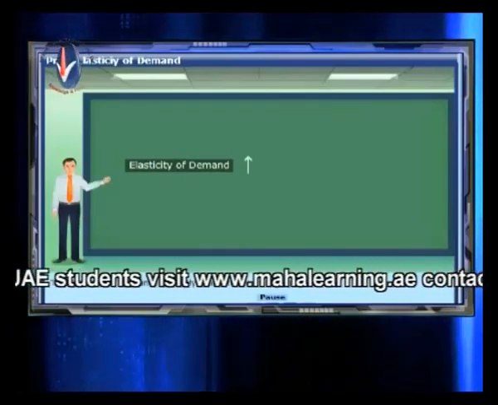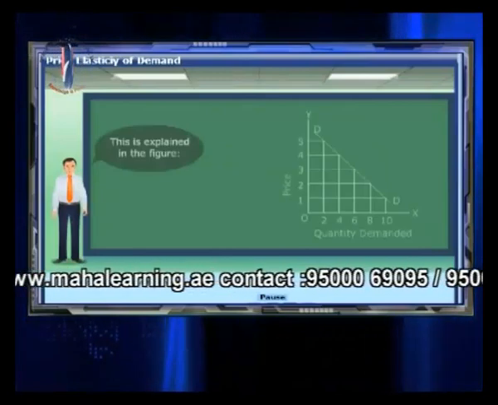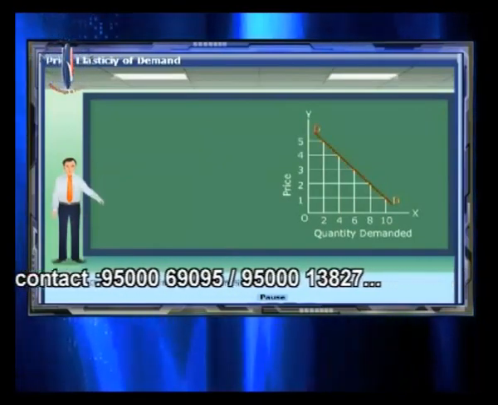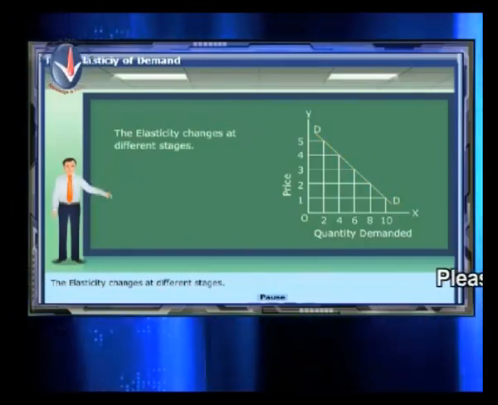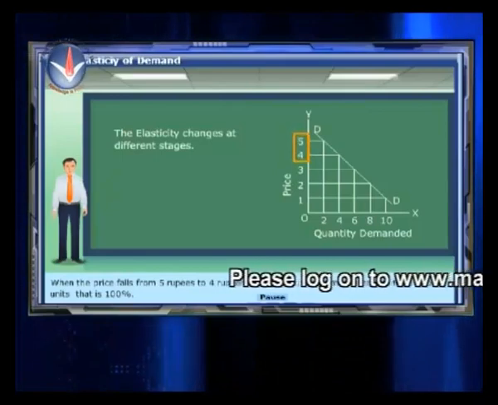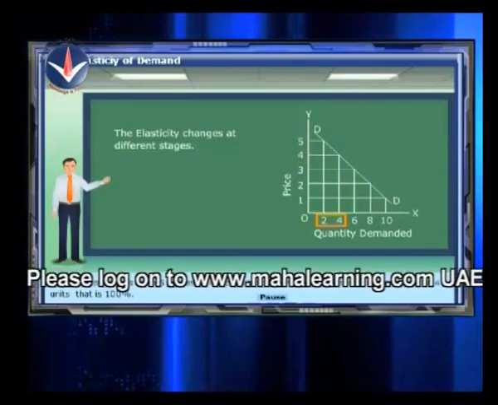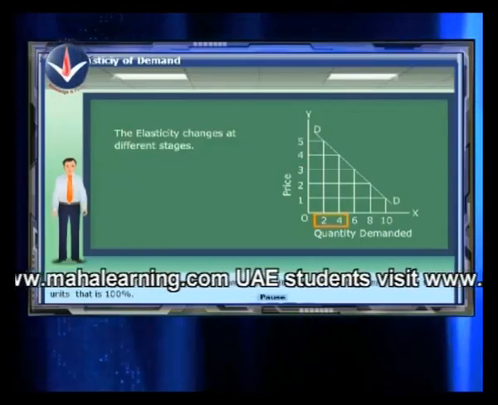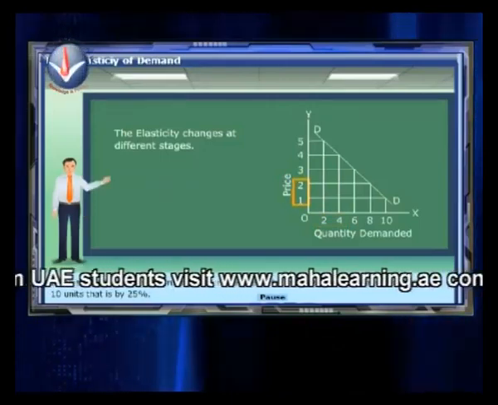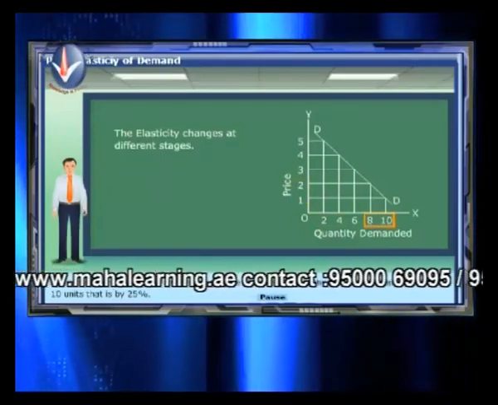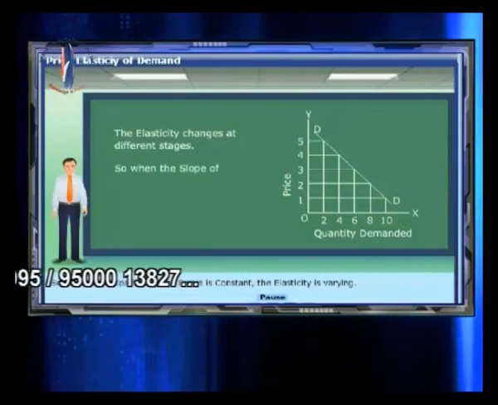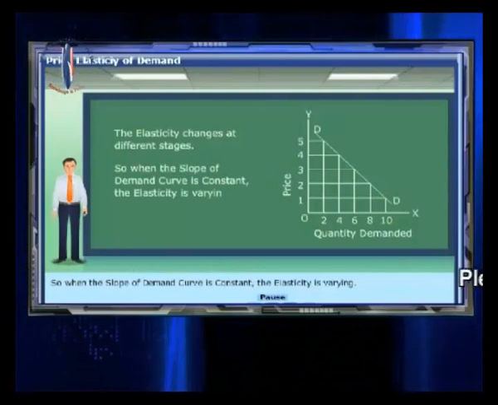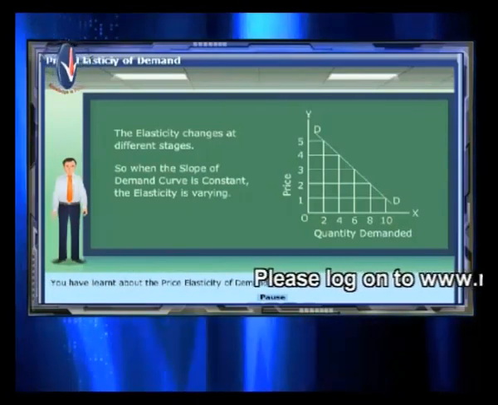The elasticity of demand is directly proportional to change in prices. This is explained in the figure. Here the demand curve is showing a uniform slope. The elasticity changes at different stages. When the price falls from 5 rupees to 4 rupees, that is 20%, the demand increases from 2 to 4 units, that is 100%. When the price falls from 2 rupees to 1 rupee, that is by 50%, the demand increases from 8 to 10 units, that is by 25%. So when the slope of the demand curve is constant, the elasticity is varying. You have learned about the price elasticity of demand.